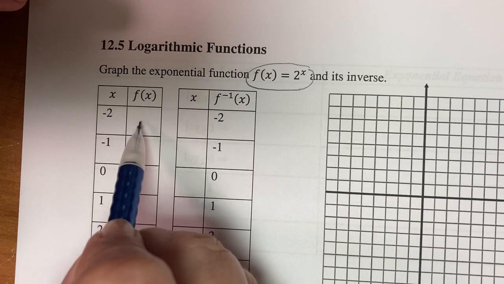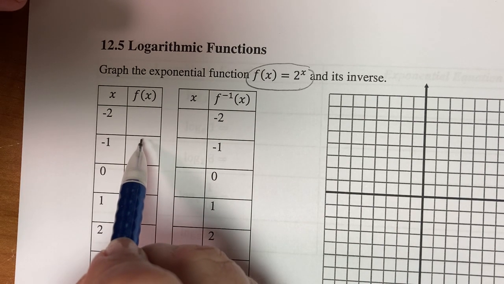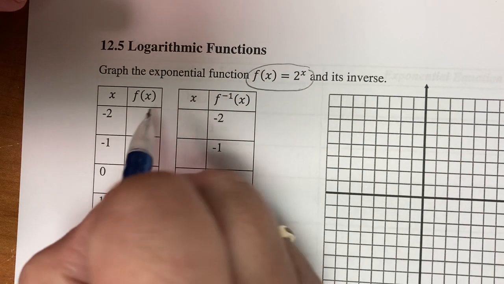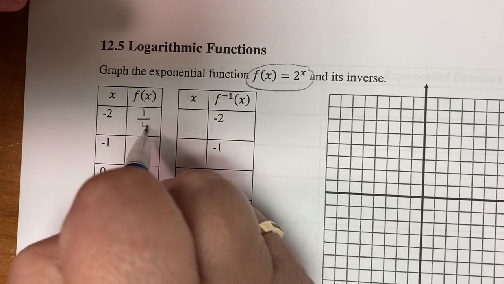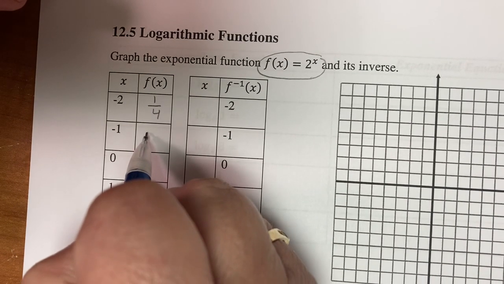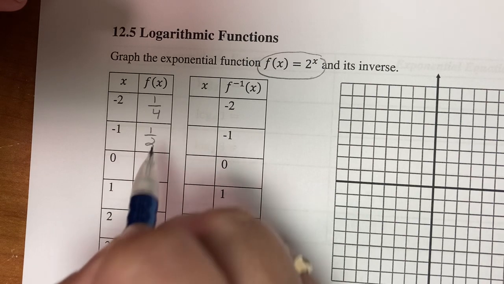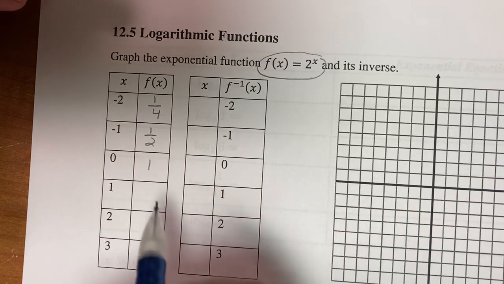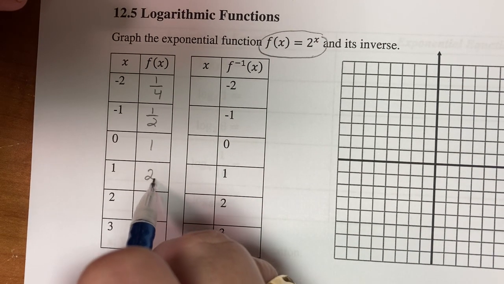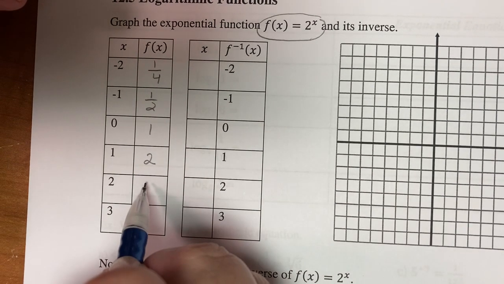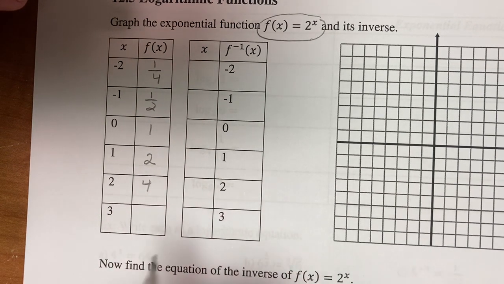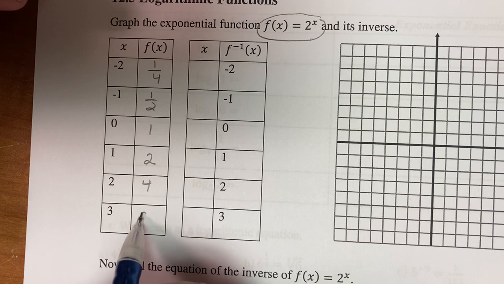So if we graph this function, plugging in our values, well, 2 to the negative 2 is 1/4. 2 to the negative 1 is 1/2. 2 to the 0 is 1. 2 to the first is 2. 2 to the second is 4. And 2 to the third is 8.